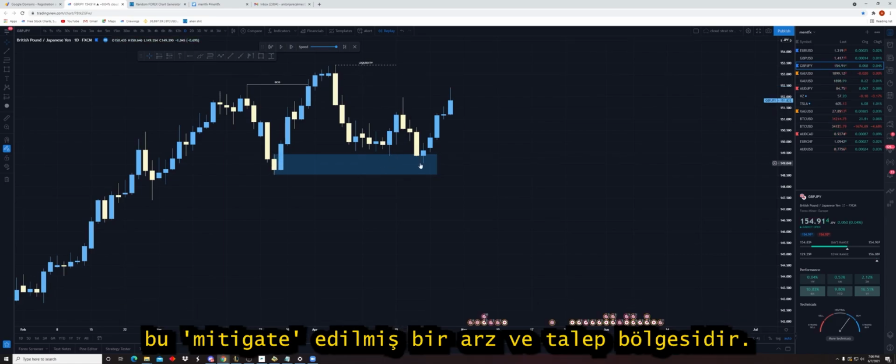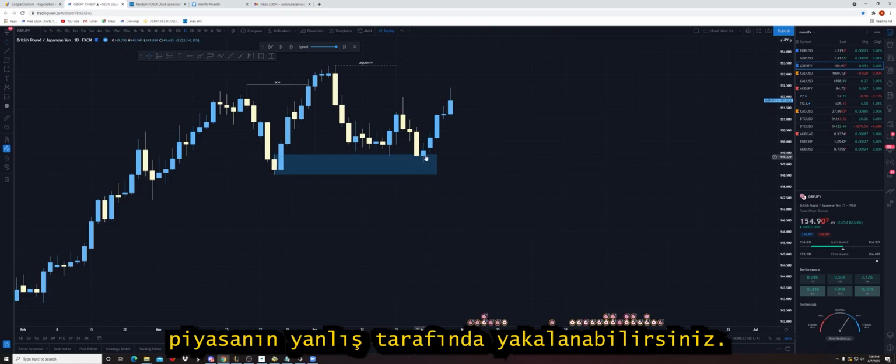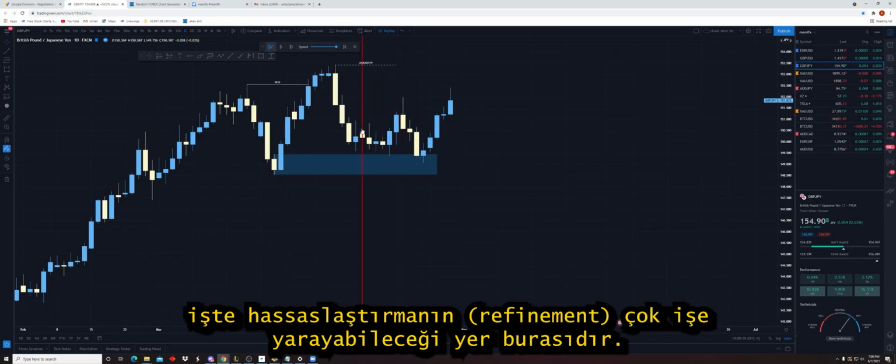And if you were to take trades off it, you might be caught on the wrong side of the market. And maybe you don't even count this one right here because of the way it's tapped, which is where refinement can come into very handy. So how does refinement work?